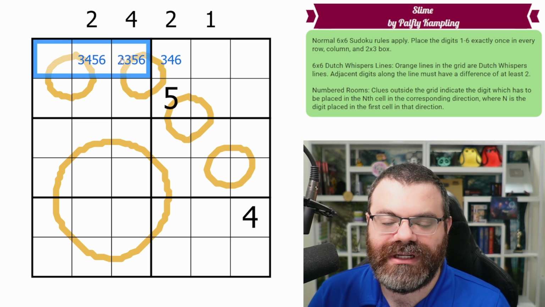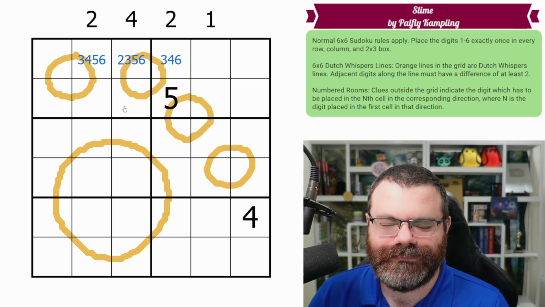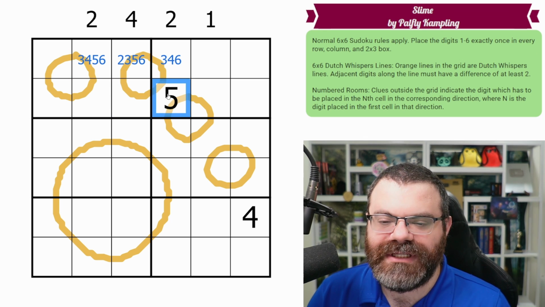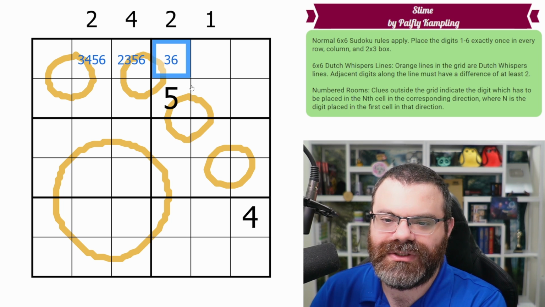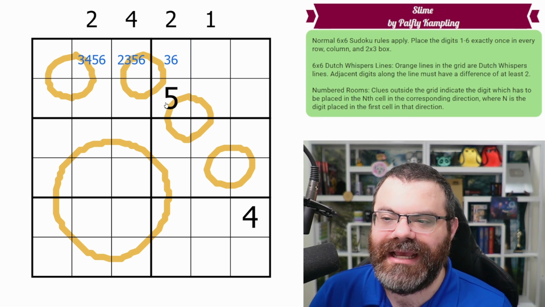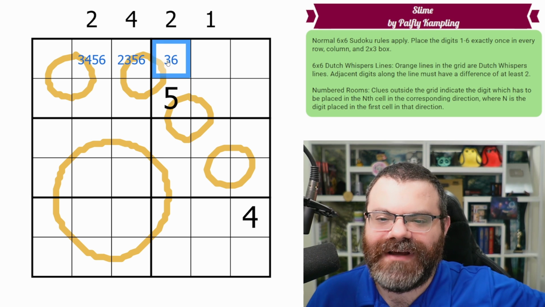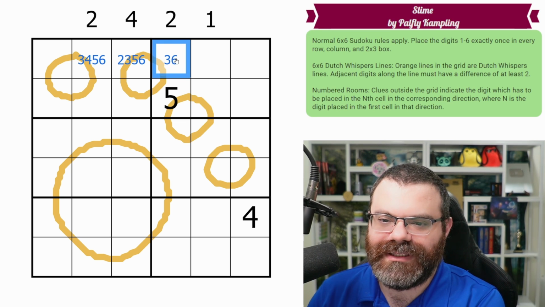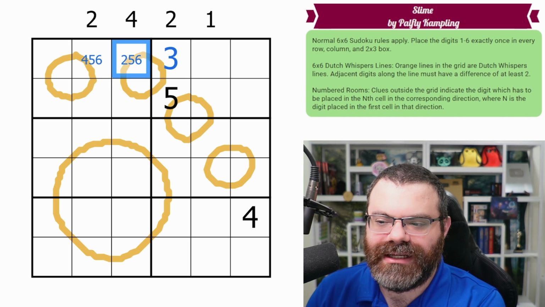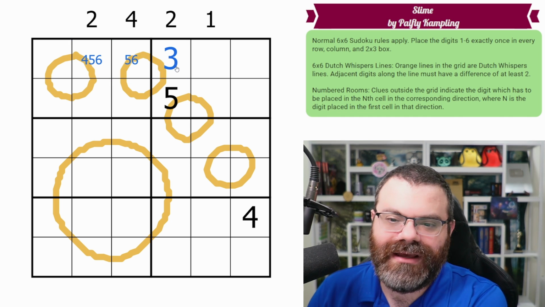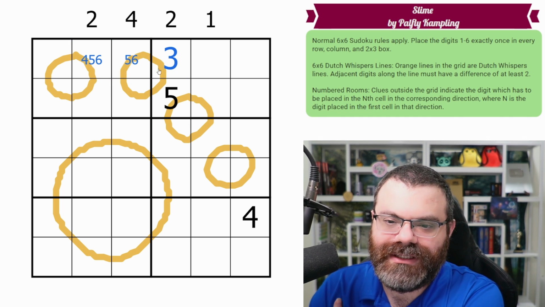Okay. We know one of these is a 5. This 5 is on this Dutch whisper line, so this can't be a 4 because it's too close to the 5. Basically, it's an anti-consecutive line, right? You can't have consecutive digits, so it can't be the 5 or the 6. Sorry, it can't be the 4 or the 6. And so this ends up being a 3. Now the 3 does exclude the 2. Yeah, thinking of it as non-consecutive is probably easier.